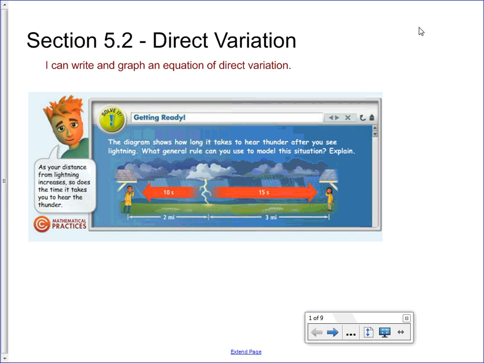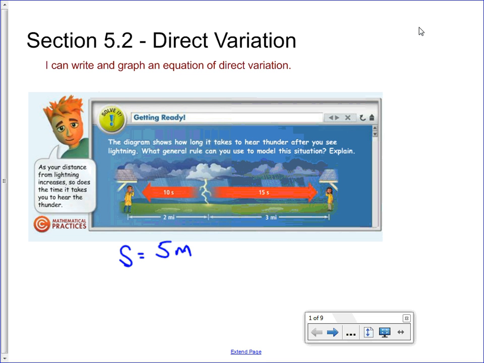So we know that if you're 2 miles away, it takes 10 seconds to hear it. If you're 3 miles away, it takes 15 seconds to hear it. So what is our general rule? So we would be saying this: how many seconds does it take to hear it based on the number of miles? Well, if we look here, 2 miles took 10 seconds. 3 miles took 15 seconds. So the number of seconds would be the number of miles times 5. So 5 times the number of miles will give us the number of seconds that it takes. That would be a general rule.